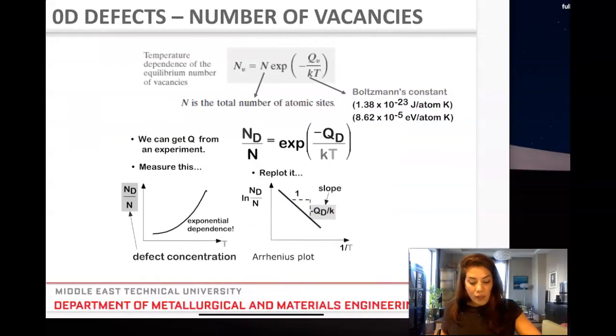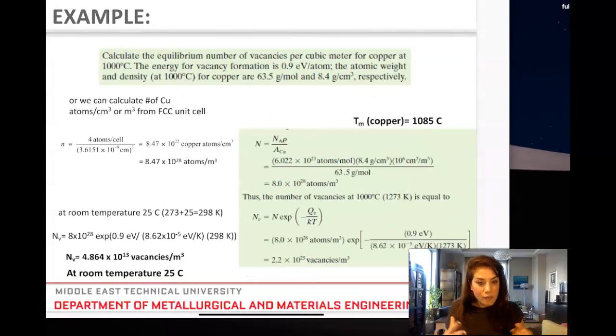So N is the total number of atomic sites in the material, and NV is the number of vacant sites that you can create inside the material based on the temperature. There needs to be a certain activation energy you have to give to the system to create these vacancies, and it is exponentially related. There's a negative sign in front of it, don't forget. Although it is in the denominator, it is negatively related. So there's an exponential increase in the number of vacancies in the total number of atomic sites in any given system.